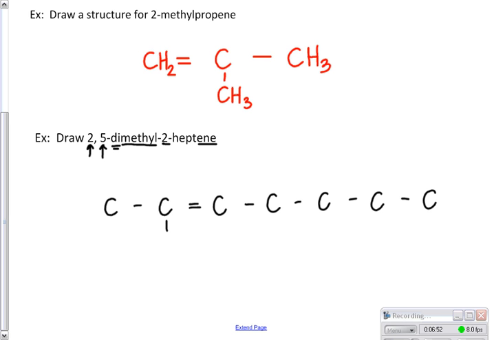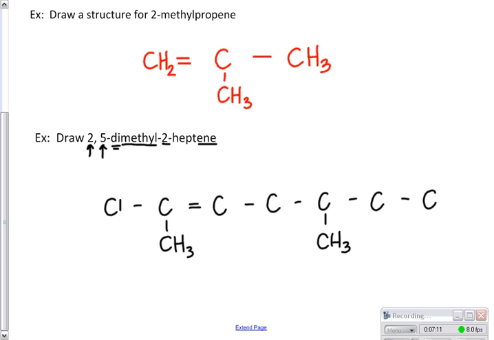So I'm going to count over 1, 2, and I'm going to draw a methyl group here, 3, 4, 5, and I'll draw a methyl group here. Now remember, it doesn't matter if you go up or down with those methyl groups at all. And then what you want to do is fill in the H's so that everything has enough.